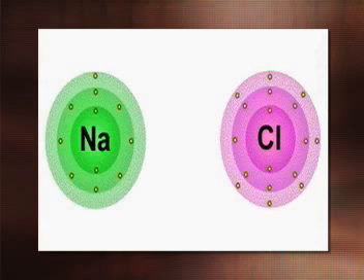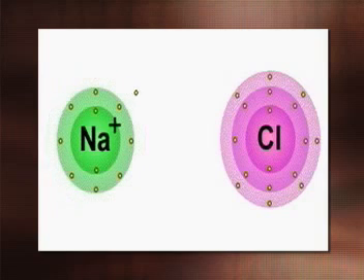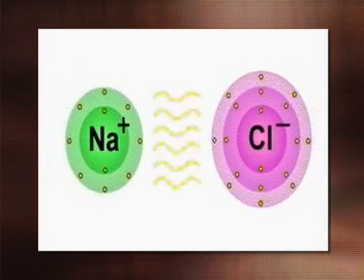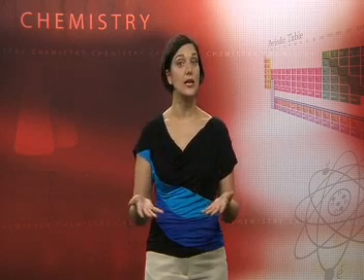Ionization energy is the tendency of an atom to lose an electron. For example, metals have low ionization energy. Therefore, they lose electrons easily. Non-metals have high ionization energy. Therefore, it is not as easy for them to lose electrons.